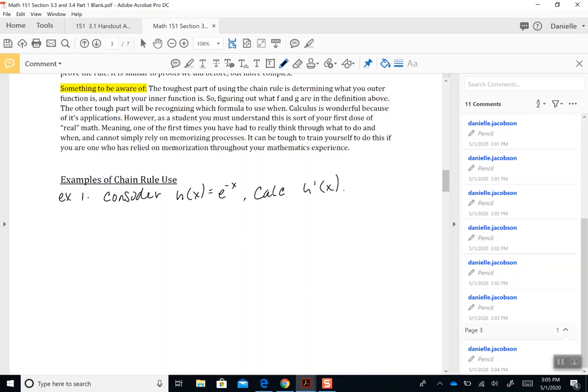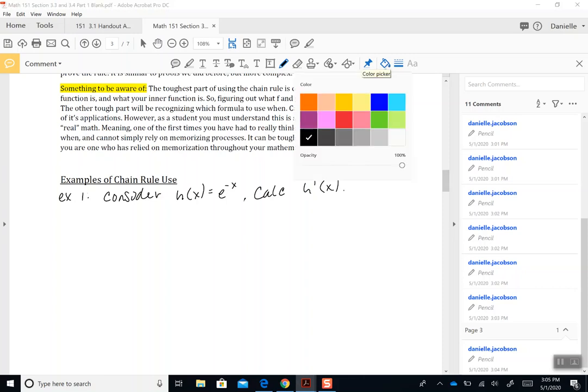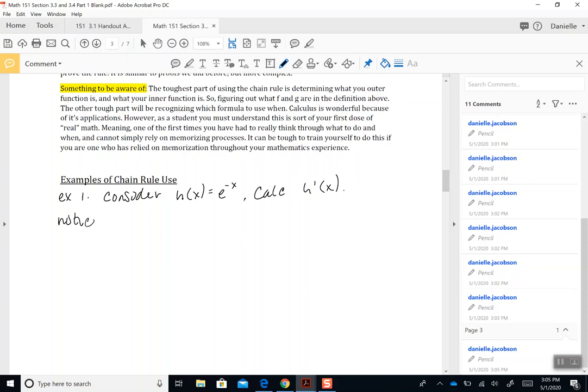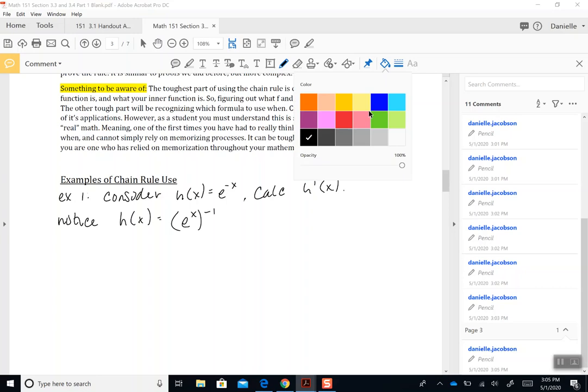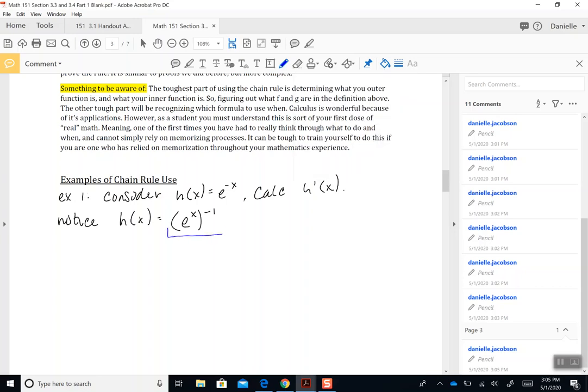Just like what I looked at before with e to the 2x, I could rewrite this. So notice that h of x is equal to (e to the x) raised to the negative 1. Once I see this, I should see that my outside function, my big function, is what I have to this negative 1 power. So the outside function or your big function is your parentheses to the negative 1. Your inside function is this little guy that fits in here, and that's e to the x. So e to the x is your little function or your inside function.